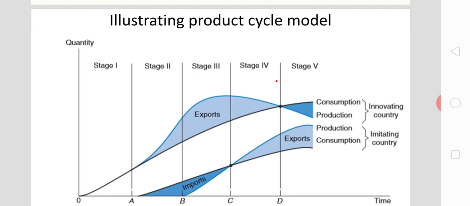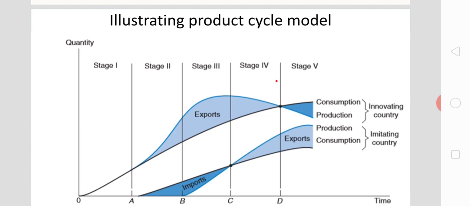We have 5 stages of production, stage 1 to stage 5. These are the different stage time periods, and the vertical axis shows the quantity of the commodity that is being innovated, and that could be exported and imported between the innovating country and the imitating country.